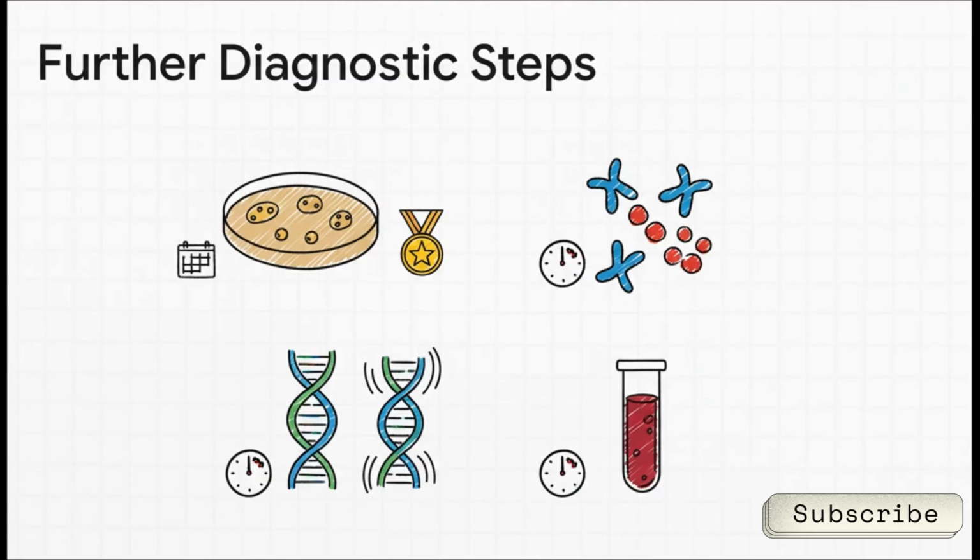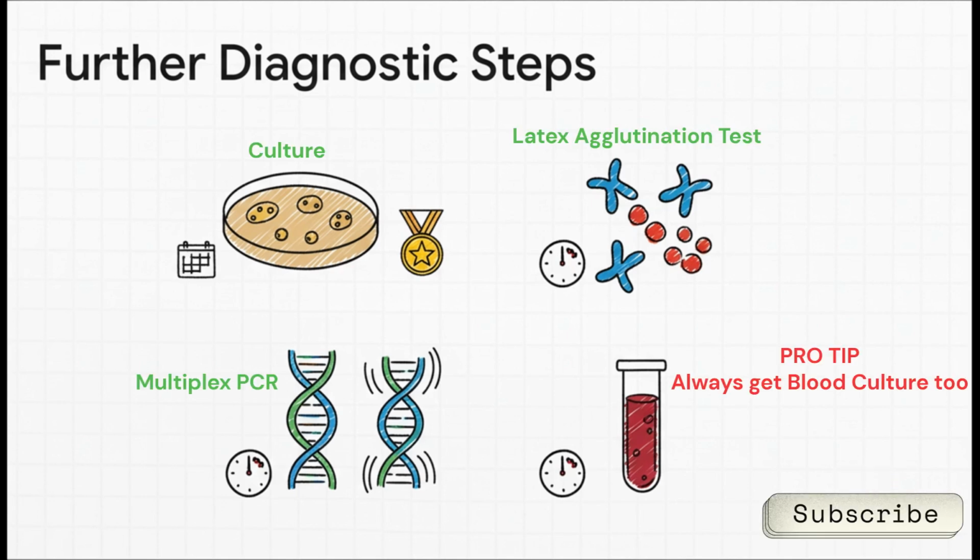Okay, the gram stain gives us a great head start, but we need to confirm it. The gold standard is always going to be culture, growing the bacteria on agar. The problem? That takes a day or two, and we don't have that kind of time. Luckily, we have faster methods now, like latex agglutination tests or the real game changer, multiplex PCR, which can give us a name in just a few hours. And, pro tip, always get a blood culture too. The bugs are usually in the blood before they get to the brain, so it's another good way to catch them.